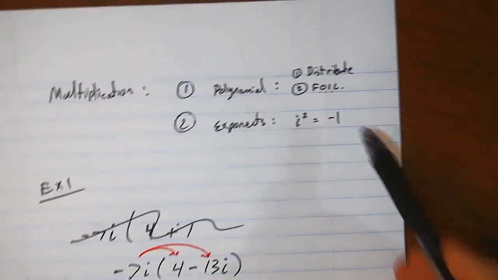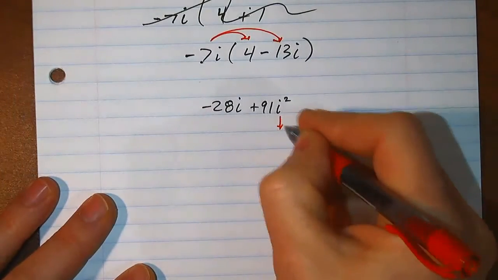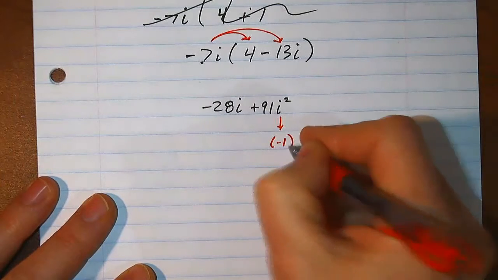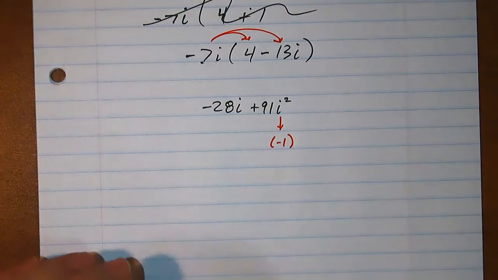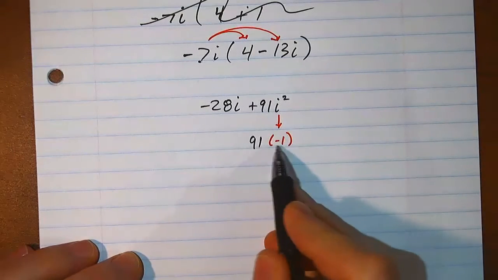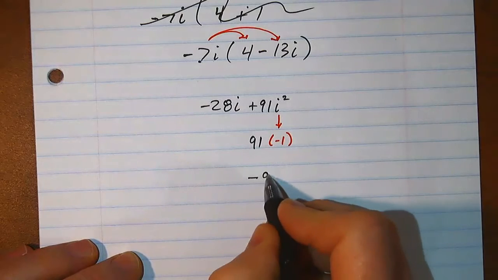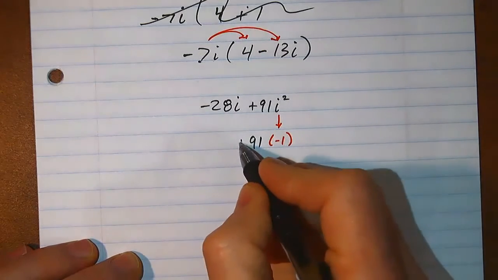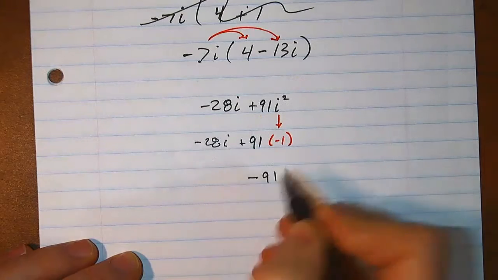Now I deal with my exponents by using the fact that i squared is the same as multiplying by negative 1. i squared turns into a negative 1. So what I end up with here is this 91 that was positive is being multiplied by a negative 1, so it's going to become a negative 91. It was positive. Now it's negative. This negative 28i is still there.